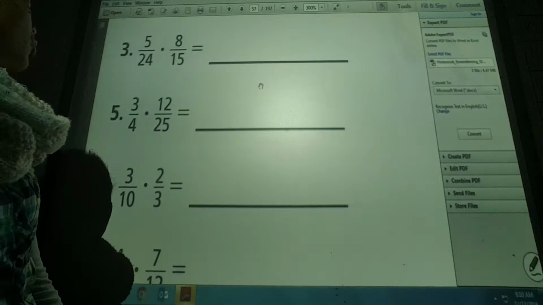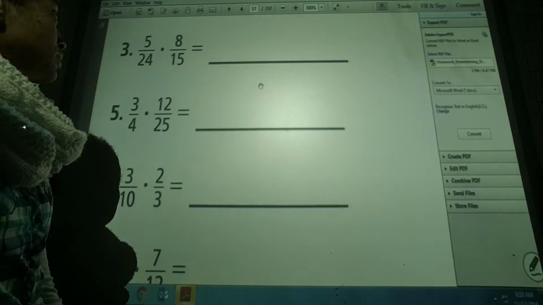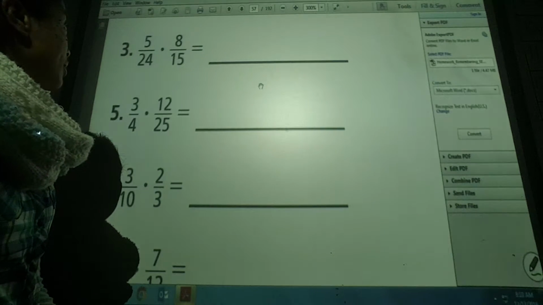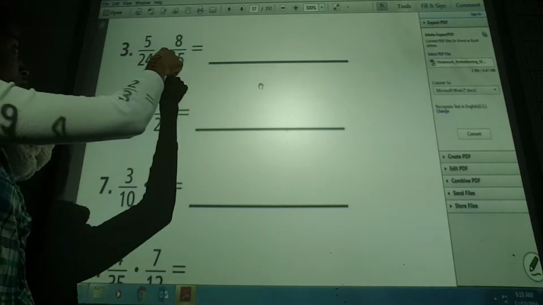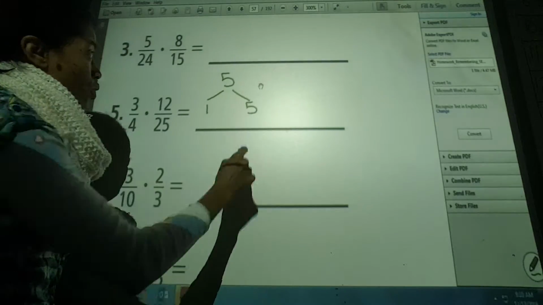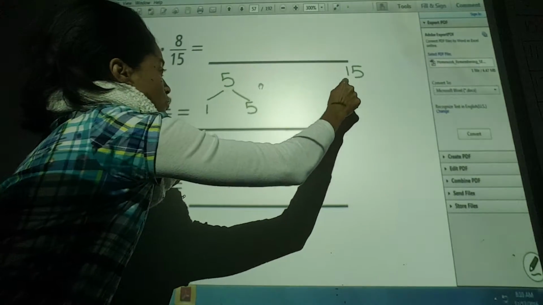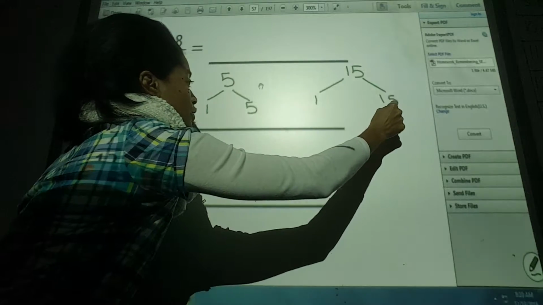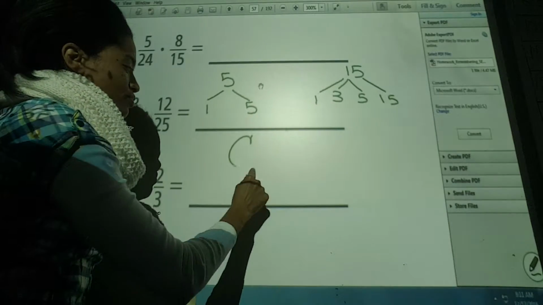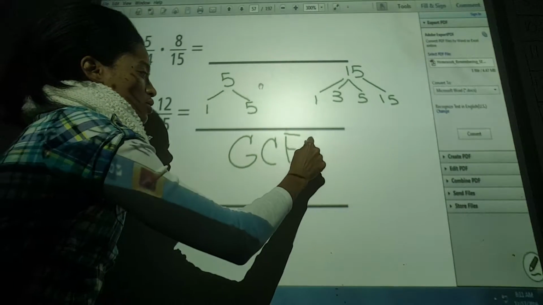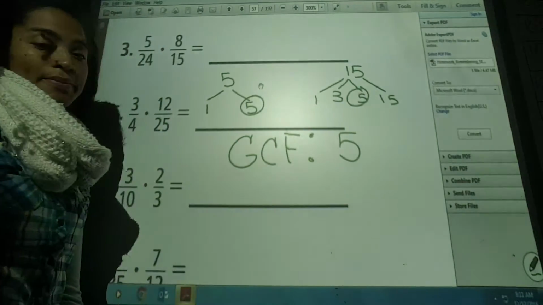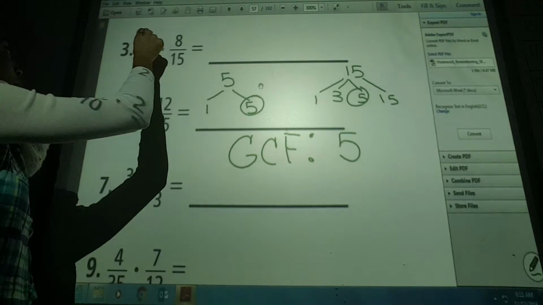All right, so here we have two fractions, 5 over 24 times 8 over 15. Okay? And so, again, we're thinking this out. Cross divide diagonal numbers by their GCF. Okay, so 5 and 15 are diagonal. Their factors: factors of 5, we have 1 and 5. Factors of 15, we would have 1, 15, 3, and 5. So their GCF, greatest common factor, would be 5. Okay? You see that?